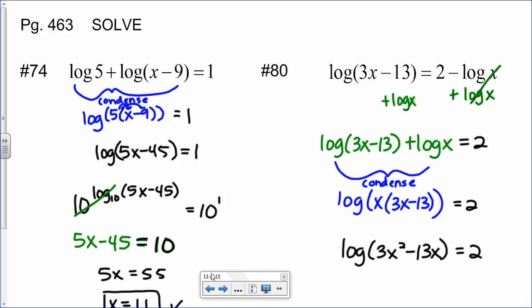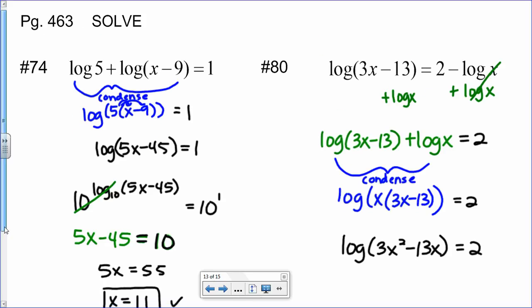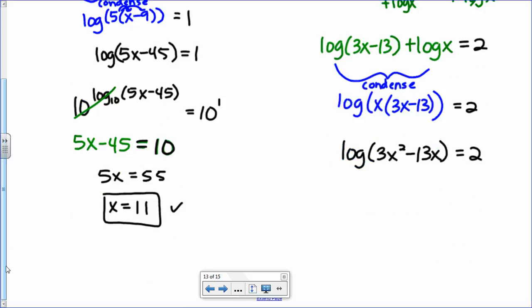So to get x, I have to get inside that log function. So, Julie, how can I get rid of this log function? Yep, raise it to the power of 10. Exponentiate both sides by 10. So you're not doing 10 times 2. You're doing 10 to the second power, 10 squared.